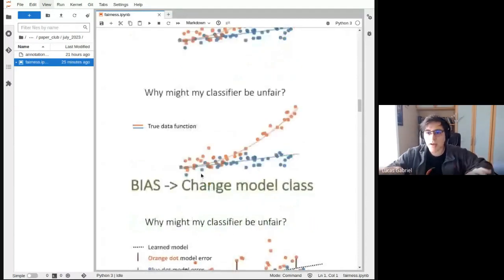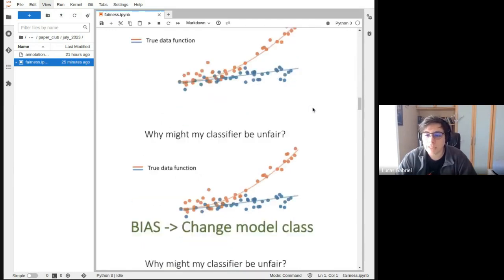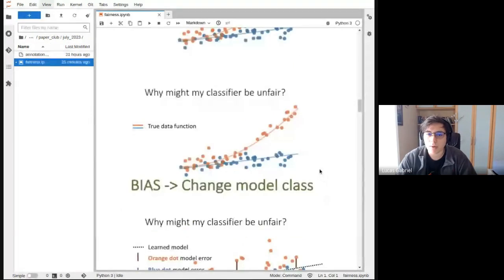Here, of course, it is easy to see when you have different colors, but if they were all only gray, it is easier now to understand. Those are totally two different types of distributions, one quadratic function and one linear function. So they have the idea of, okay, that is bias, and to solve the problem of bias in your distribution, in your classification, you need to change the class of your model.